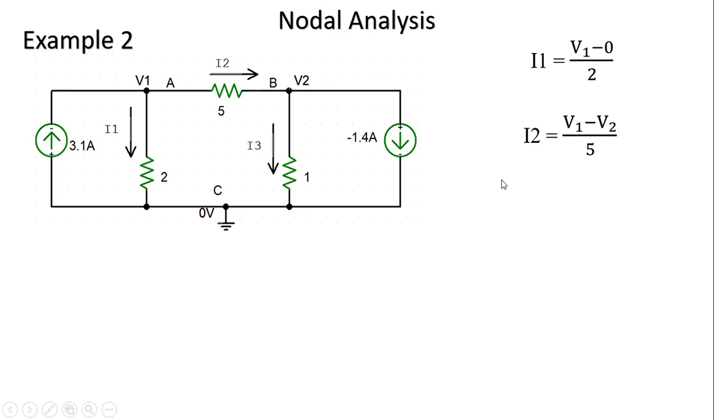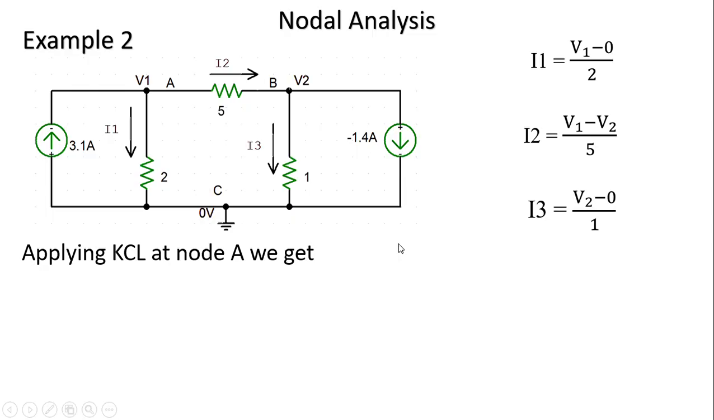And I2 is the current from node A towards node B. So one side of this resistor has voltage drop V1, the other side has V2. So I2 is equal to (V1 minus V2) by 5. I3 is equal to, one side of this resistor has voltage drop V2, the other side is 0, right?